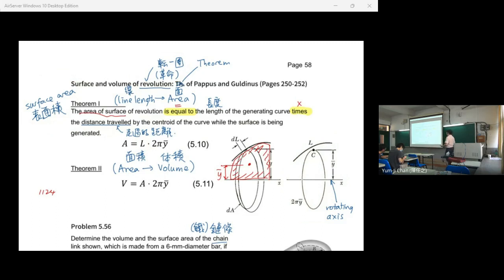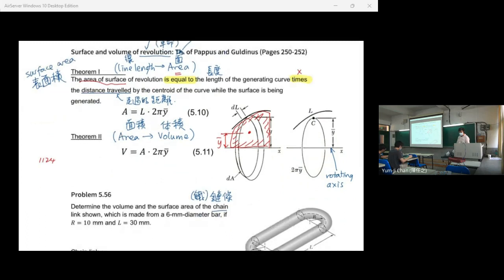And the same can be used to determine the volume from area. If we have an area here that rotates about the x-axis for one revolution, then we can get a volume. The volume is equal to the area times the distance traveled by the centroid.